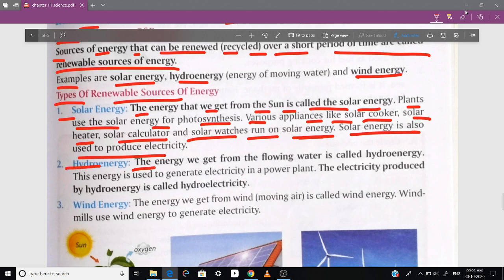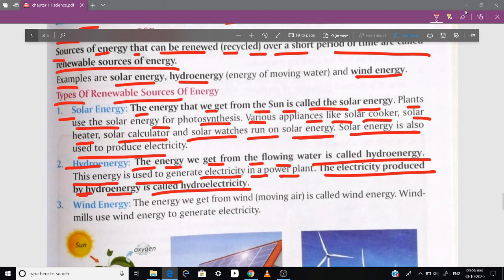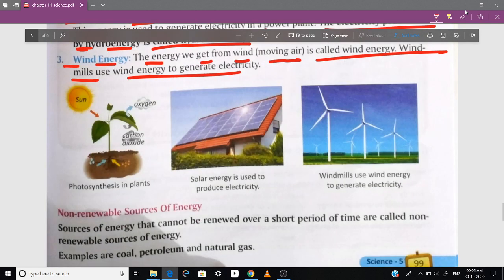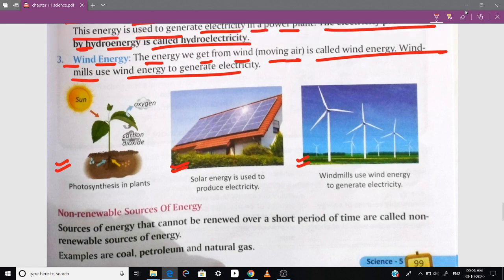Hydro energy. Hydro means water. The energy that we get from flowing water is called hydro energy. This energy is used to generate electricity in power plants. The electricity produced by hydro energy is called hydroelectricity. Now, wind energy: the energy that we get from wind, meaning moving air, is called wind energy. Windmills use wind energy to generate electricity. Okay, so these are three pictures in which the first picture shows solar energy, the second picture also shows solar energy, and the third picture shows wind energy.